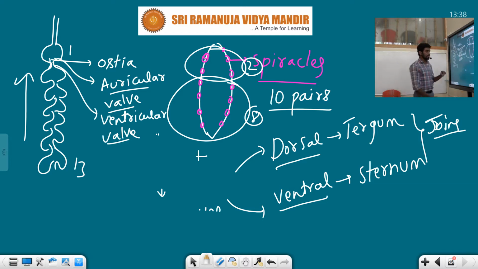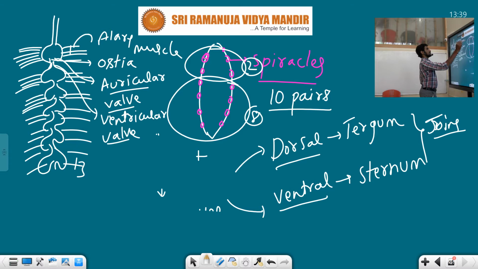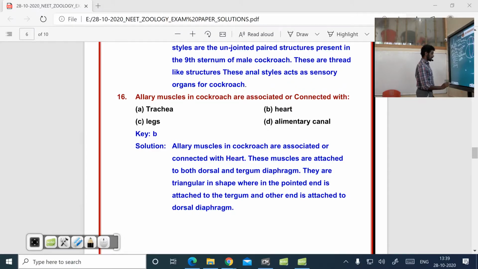Now coming to the point, we are talking about the alary muscles, right? On either side of the heart chamber there are projection-like structures we can observe. What is this called? Alary muscles. I hope you understand, student. This is called the alary muscles. I already conveyed this in the previous class.